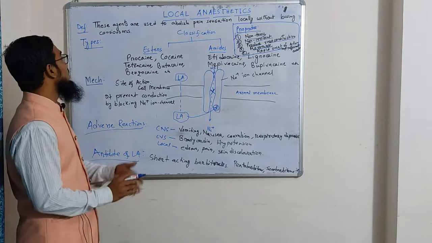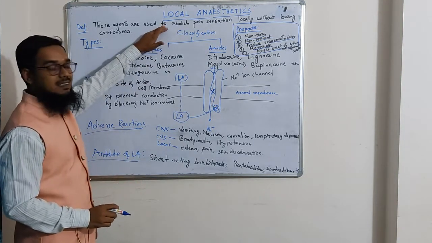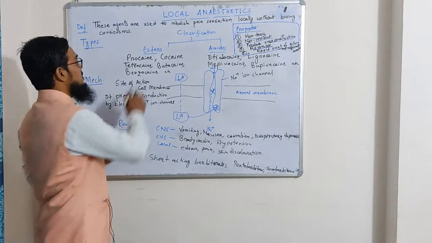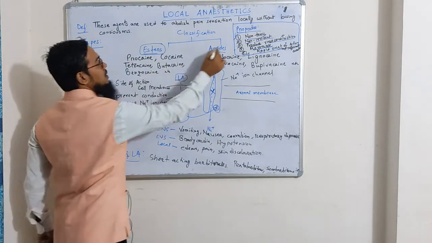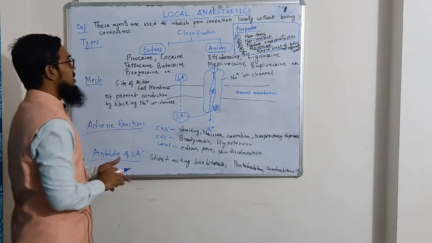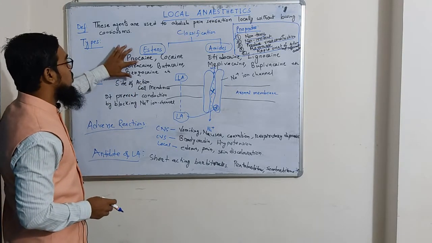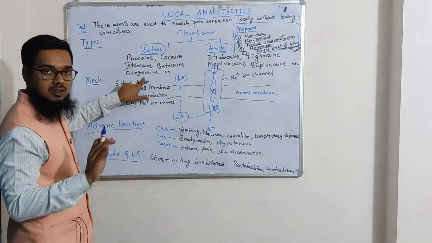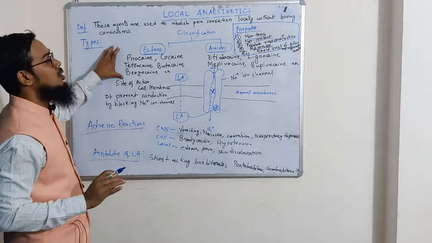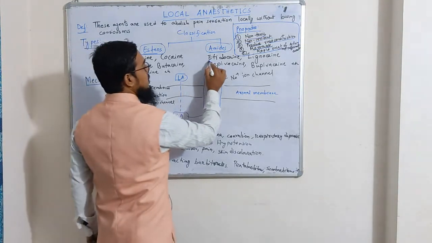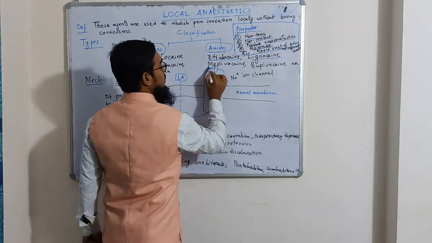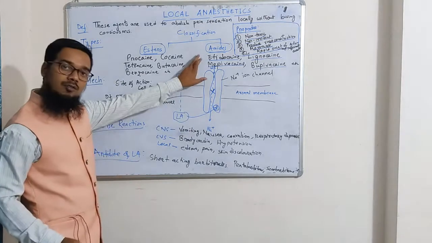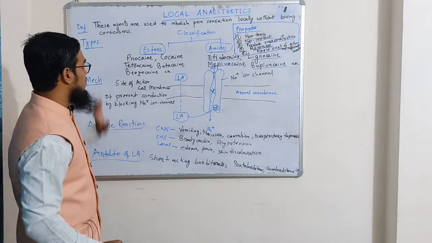Now we will go to the classification of local anesthetics. There are mainly two types: some are esters and some are amides. Examples of ester type local anesthetics are procaine, cocaine, tetracaine, butacaine, benzocaine, etc. And amide types are lidocaine, lignocaine, mepivacaine, bupivacaine, etc. This is the classification of local anesthetics.